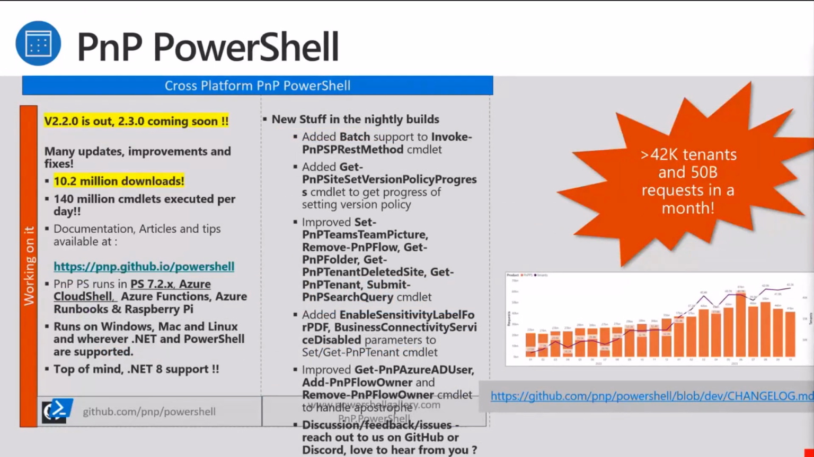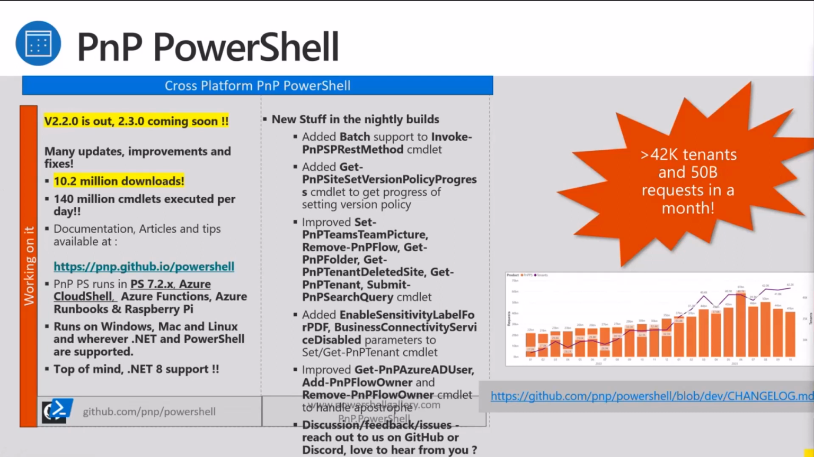Yep. Thanks, Bert. Thanks, Vesa. As you can see, the text is overflowing from this particular screen because we have tons of updates here in PnP PowerShell. One major thing that we did was we added batch support to the Invoke-PnPSPRestMethod command. So whenever you want to make requests to the SharePoint APIs, you can also make them as part of a batch call. That makes your job a lot easier.